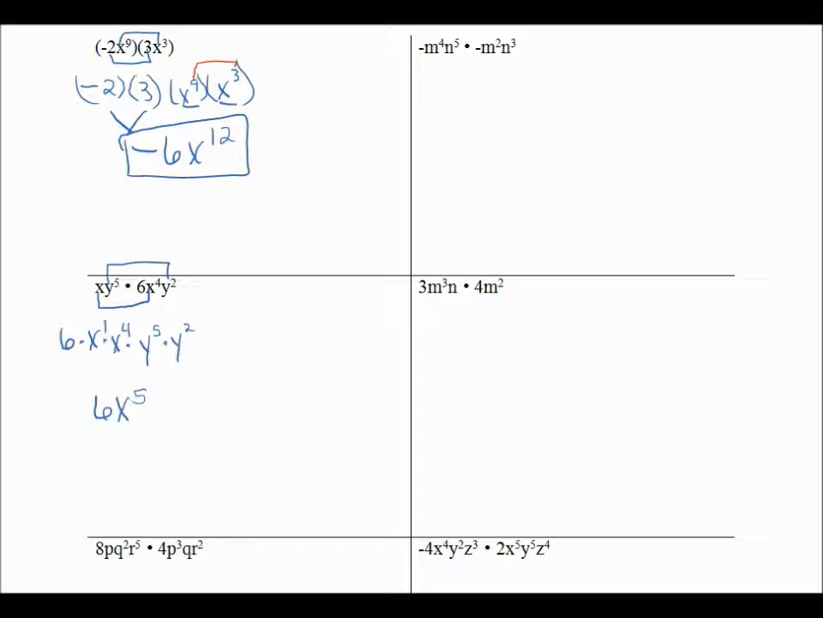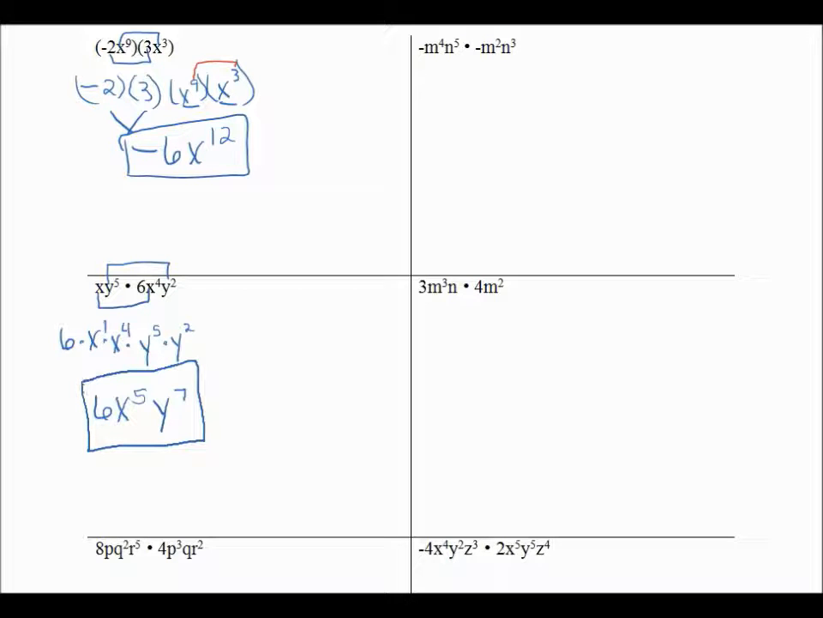Once again, same thing for the y terms. The base is the same. I have the y to the fifth, y to the second. The common base is y. I don't need to write it twice. I'll write it one time. That's a common base. And I'll simply add the exponents. That'll be 5 plus 2, and 5 plus 2 is 7. So that'll give me y to the 7th. So that means that my final answer is 6x to the fifth, y to the 7th.